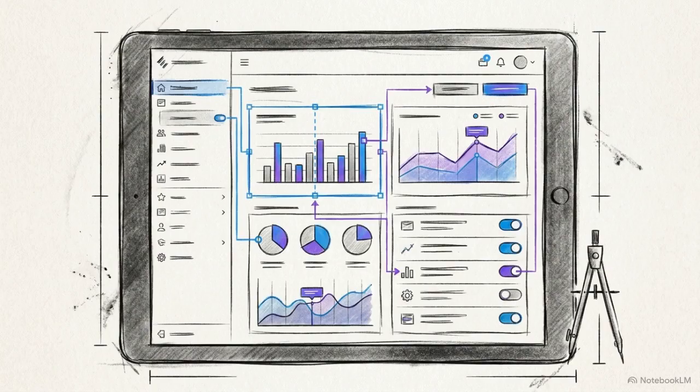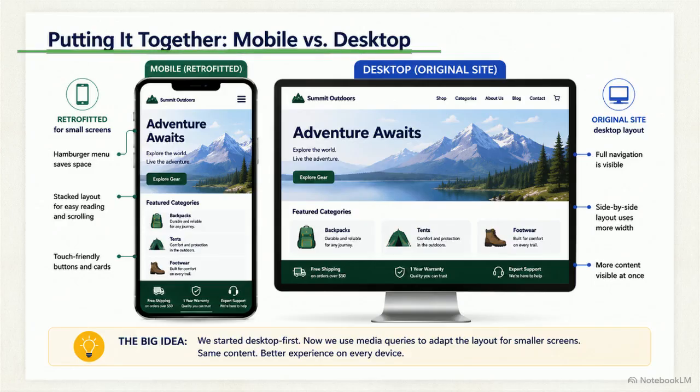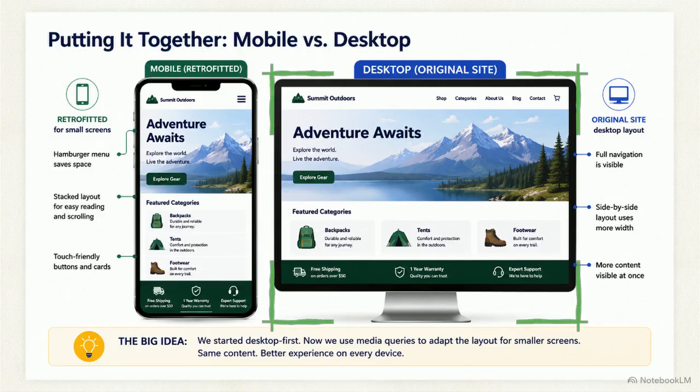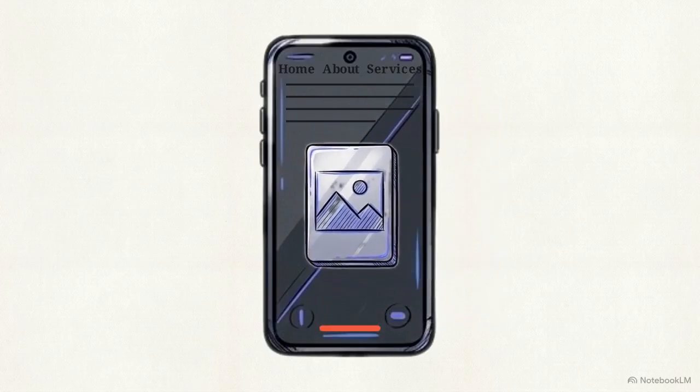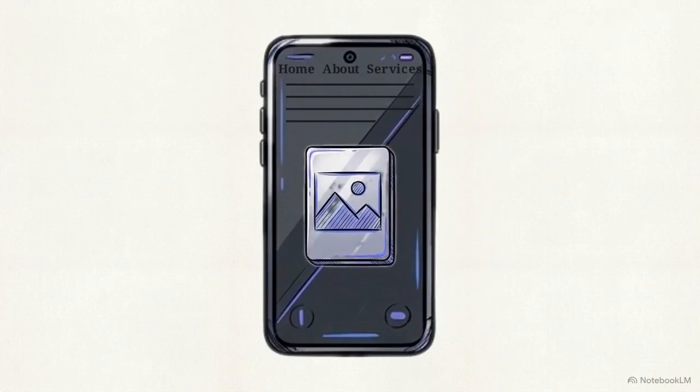This side-by-side comparison shows the results of a complete retrofit: the original rigid desktop layout on the right and the new fluid mobile adaptation on the left. Text remains natively readable without zooming. Images scale smoothly without breaking their containers. Horizontal scrolling is completely eliminated, and the navigation is tucked away in an interactive menu.